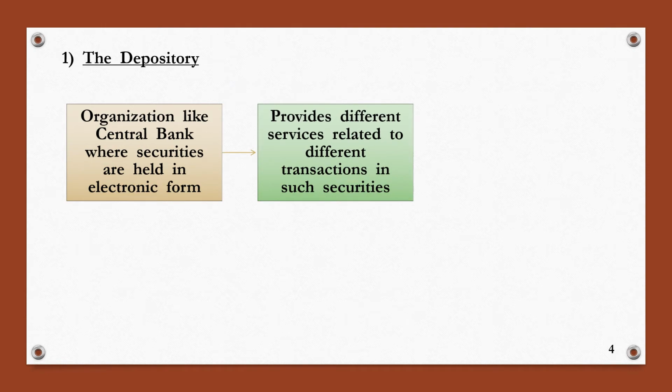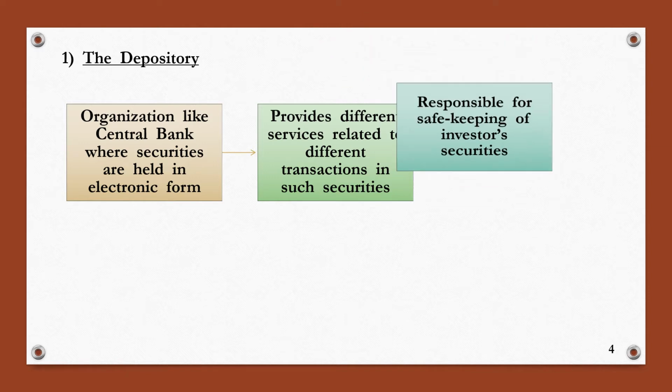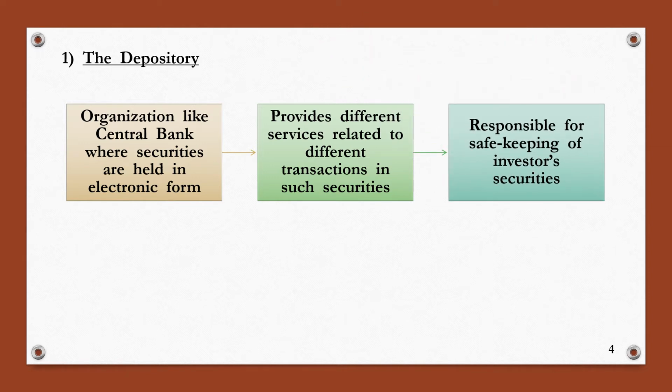Further, the depository provides various services which are related to different transactions like transfer of securities, dematerialization, that is, conversion of physical certificates into electronic form, direct transfer to demat, and bank account of customer, etc. So, a variety of services are provided by the depository to its investors. Nextly, as depository holds security of investors in electronic form, it becomes their responsibility to safely handle them and thereby act as a custodian of such securities.